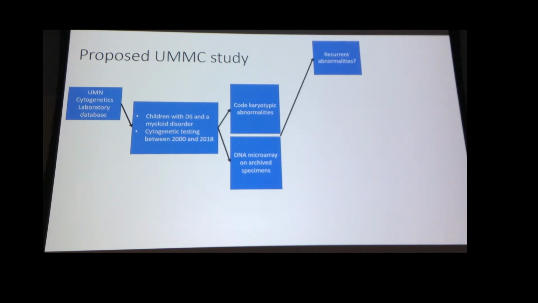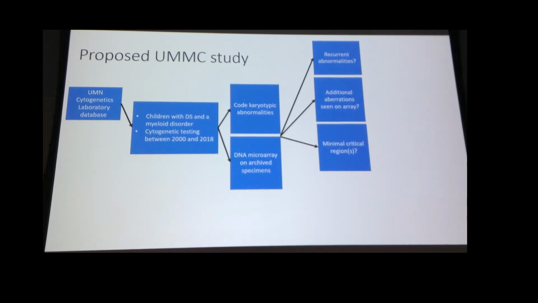All right, so we'll take those cases. We'll look for recurrent abnormalities. We'll look to see whether we can identify any additional aberrations that were cryptic by G-banding that we can see on array. We'll try to identify minimal critical regions that might be important in Down syndrome cases with leukemia. And then finally, we'll try to make a correlation between the cytogenetic findings and either the clinical findings or the outcomes.